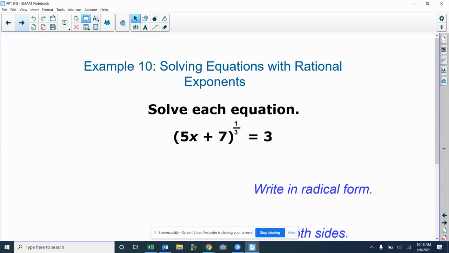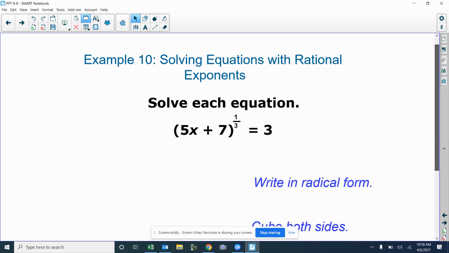I'm not writing it in radical form. I'm writing it as a rational or a fractional exponent. We're gonna follow the same steps we did yesterday, so you can follow along.